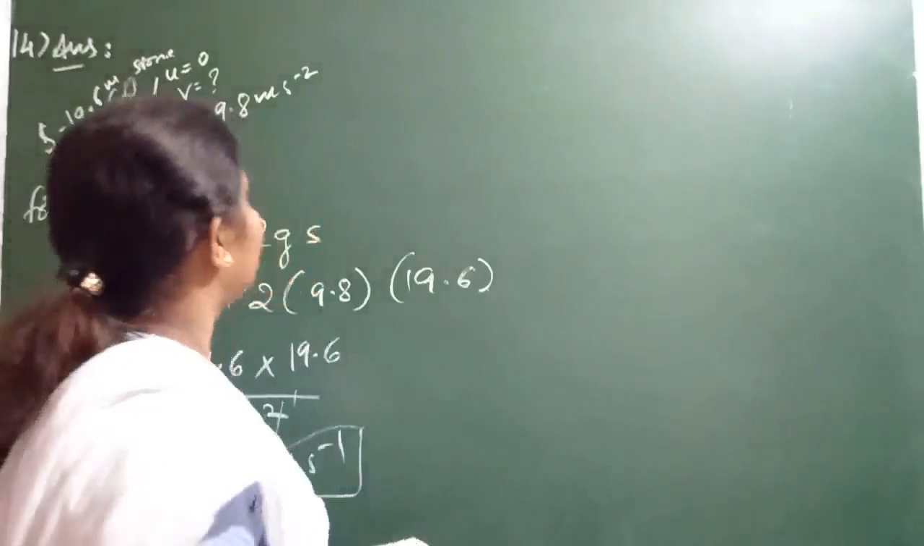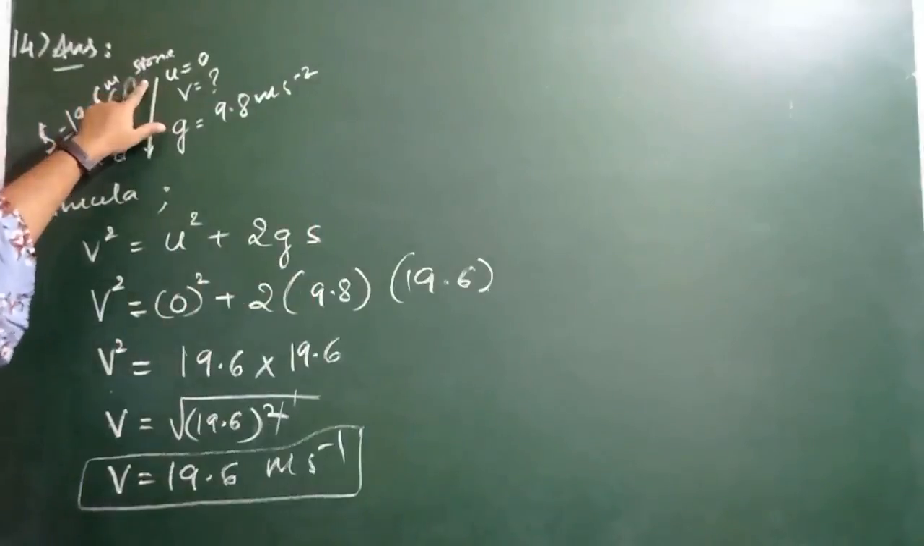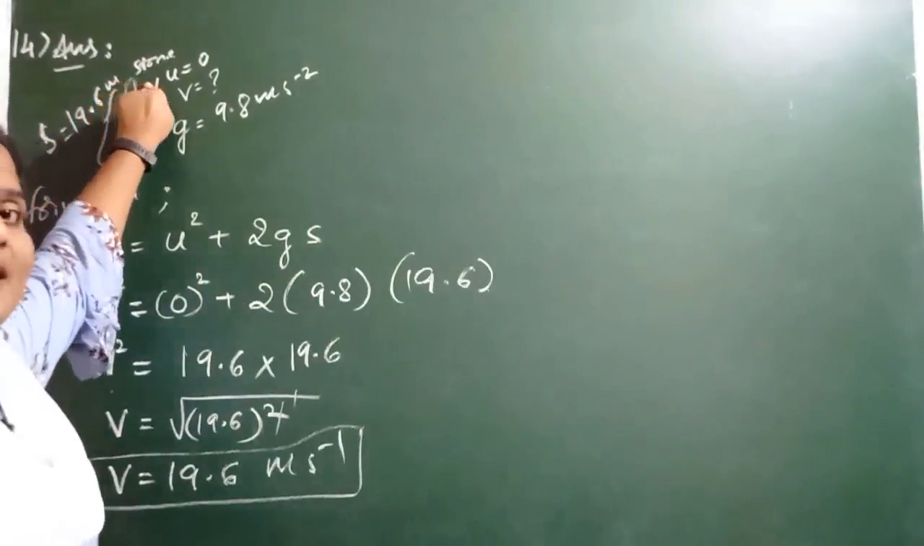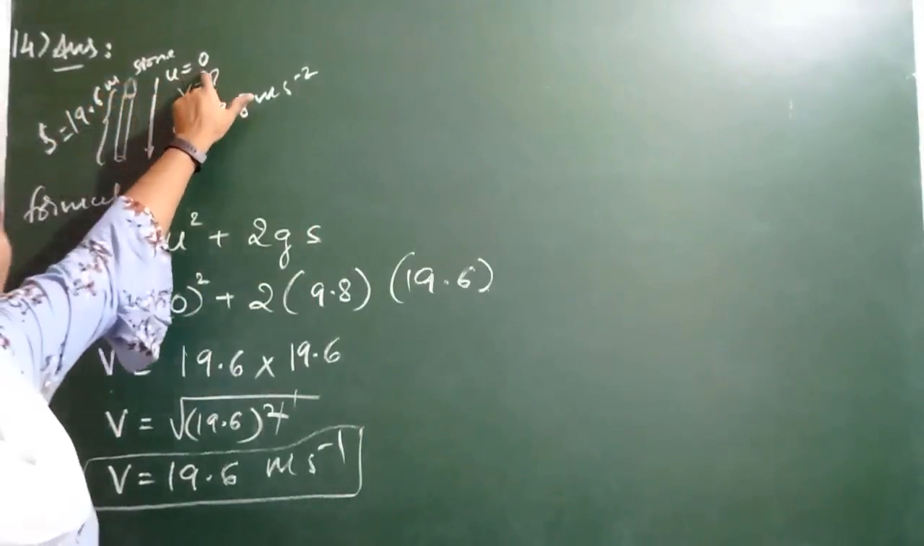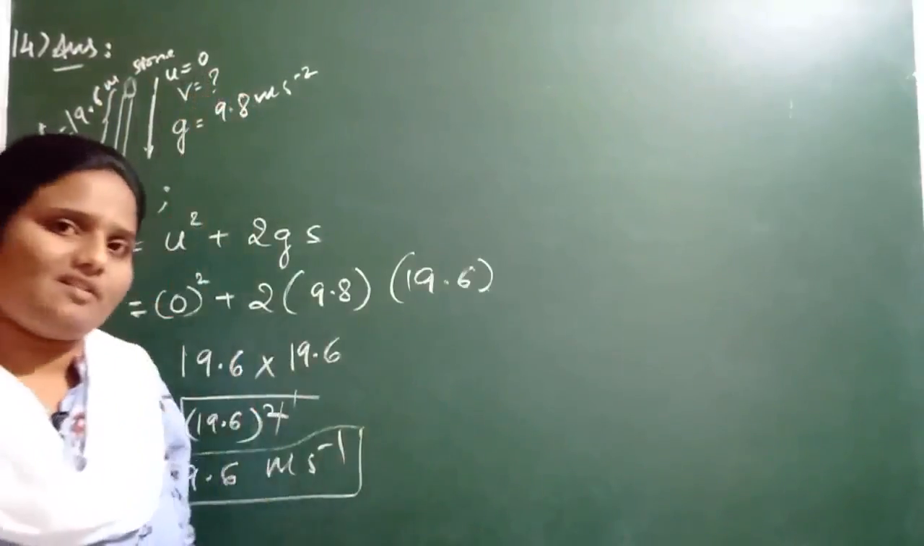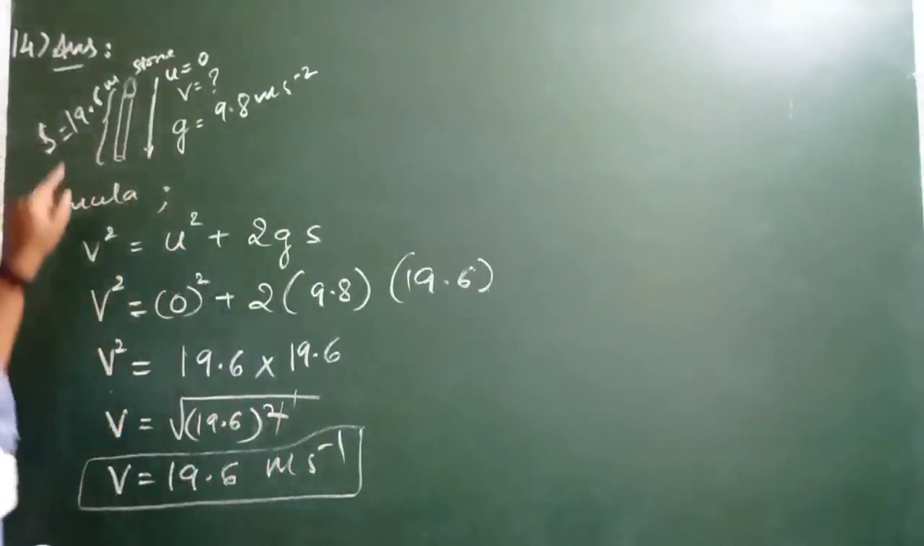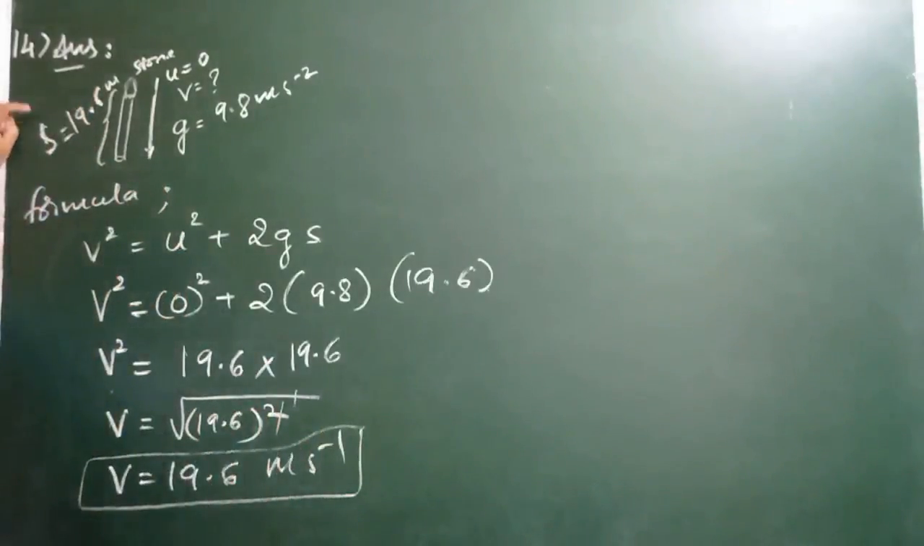Once again I'll explain, children. Here a stone is going to be dropped from a tower. Since it is at rest, its initial velocity u will be 0. They asked us to calculate its final velocity, nothing but the v value we should calculate. And the height of the tower is what?